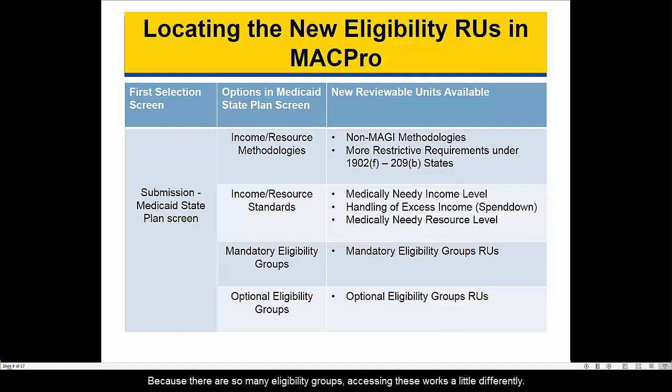Because there are so many eligibility groups, accessing these works a little differently. First, you must select the Mandatory Eligibility Groups RU or the Optional Eligibility Groups RU from the Submission Medicaid State Plan screen. Then you navigate to that RU, open it, and complete it. From that RU, you may then choose to include one or more eligibility group RUs in the submission package. Access to presumptive eligibility RUs works the same way. You must first select and complete the presumptive eligibility RU in order to select to include any of the individual presumptive eligibility RUs in the package.